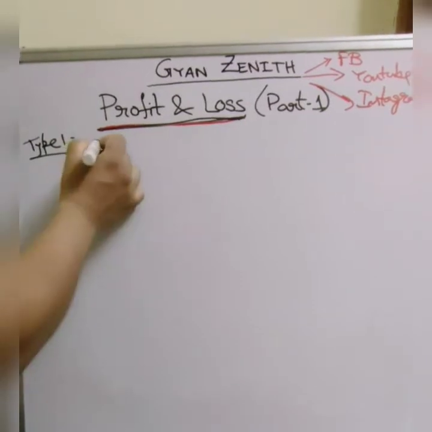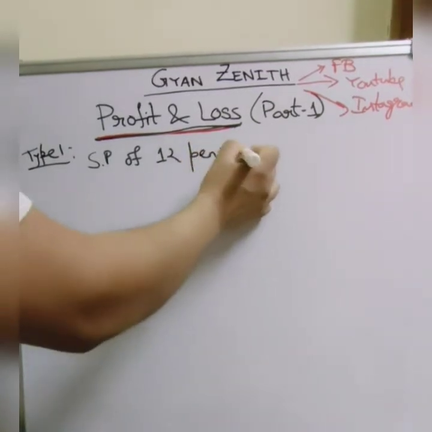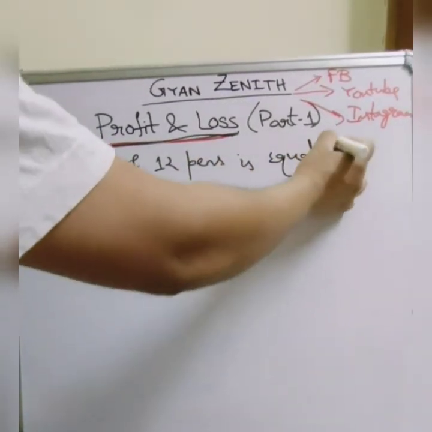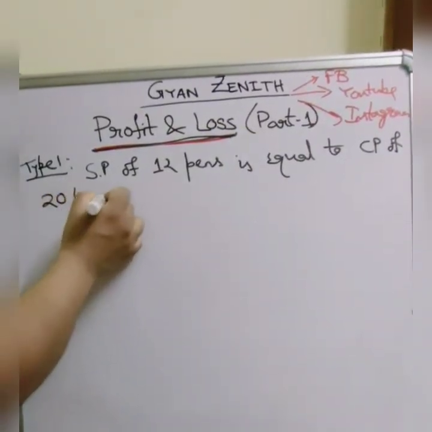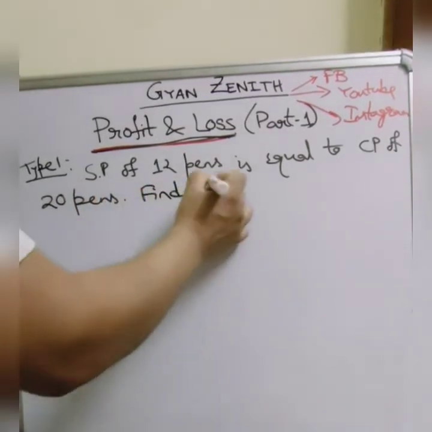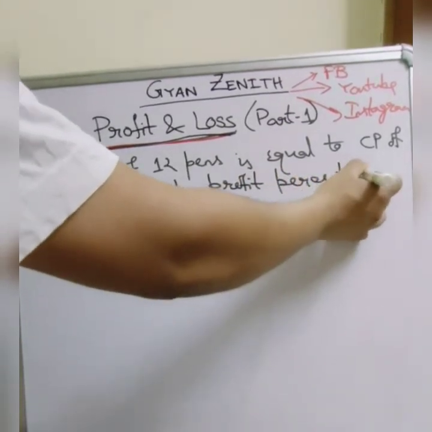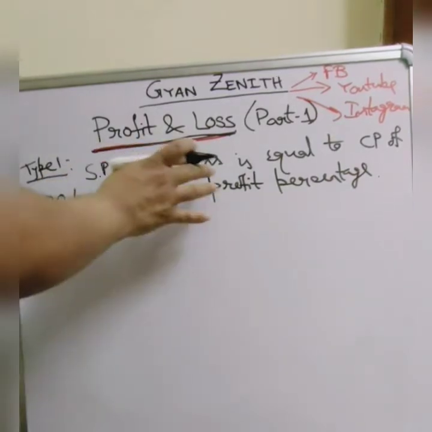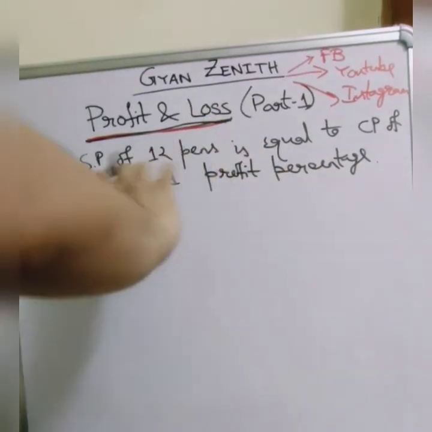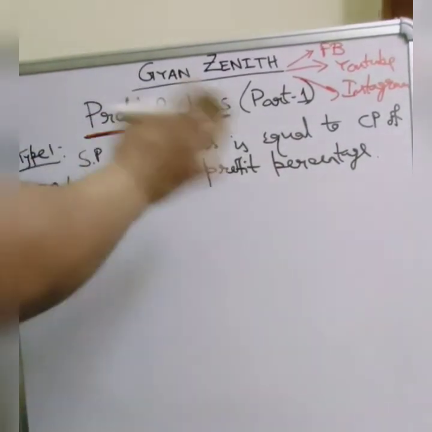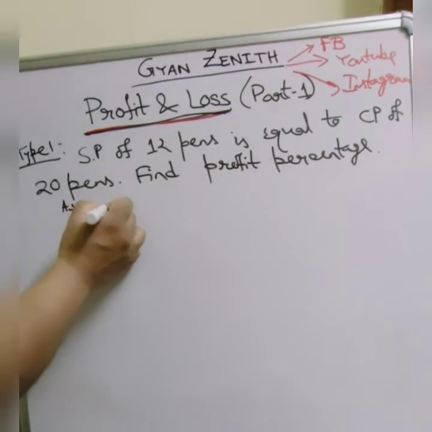Type 1: SP of 12 pens is equal to CP of 20 pens. Find profit percentage. So this is the problem. Generally in this type of problems, where nothing is mentioned about the price, no amount is specified for SP or CP. What is the price? What is the amount? So generally we have to assume that the price is rupees 1.